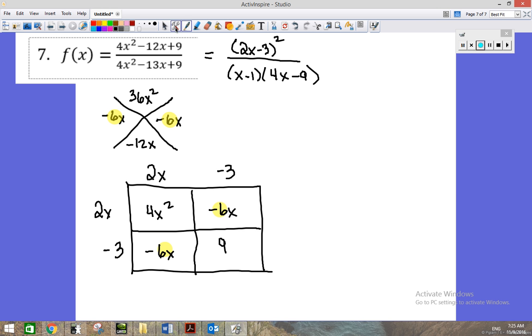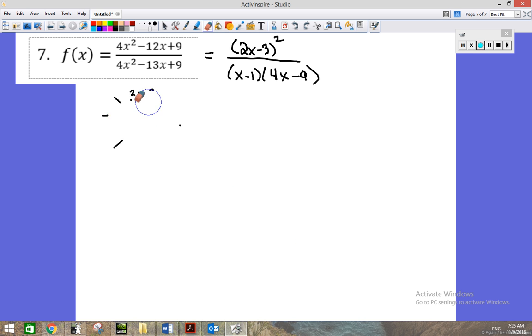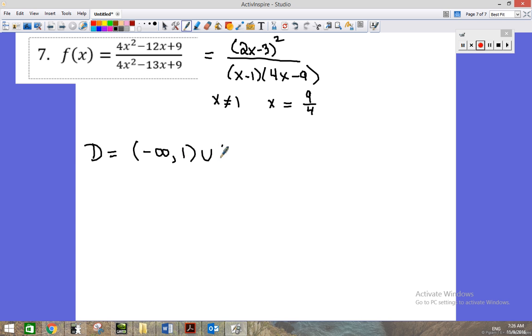I'm ready to find the domain now, so let's get rid of this work. Alright, so for the domain, we want to avoid 1. We want to avoid 9 over 4. That's an improper fraction. That's bigger than 1. So my domain excludes 1, and 1 is less than 9 over 4, and it excludes 9 over 4.